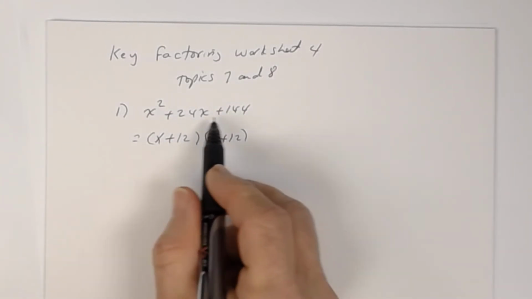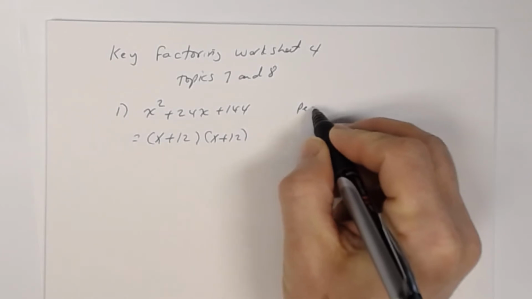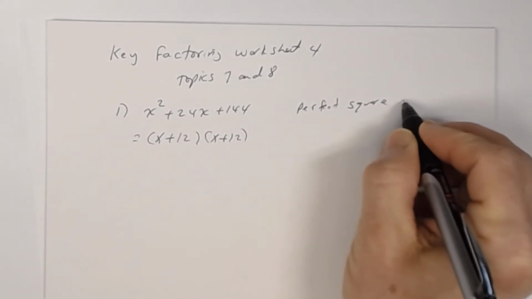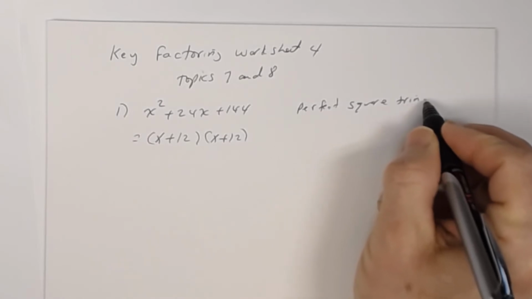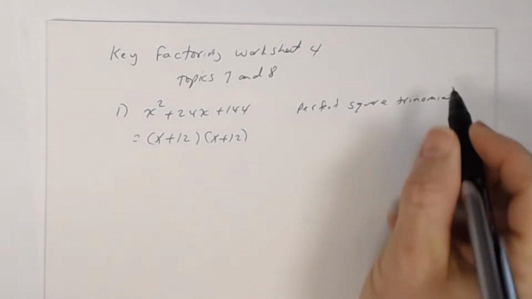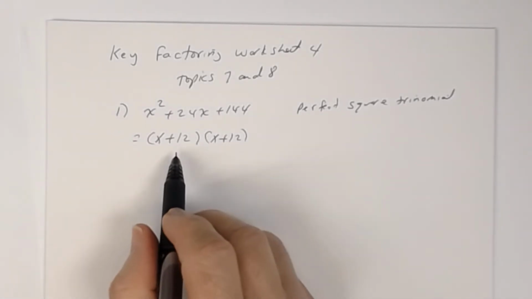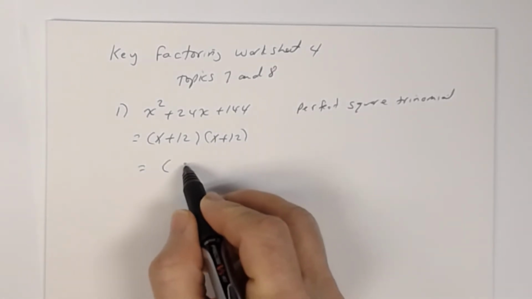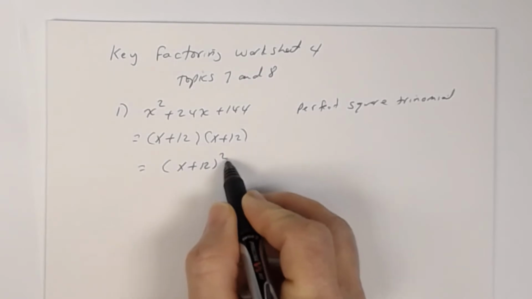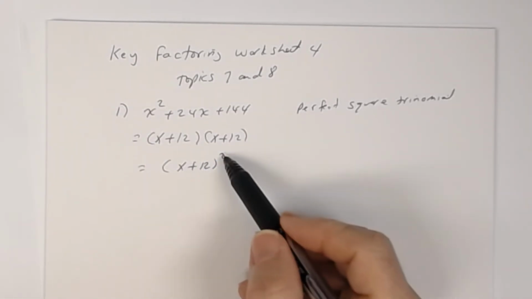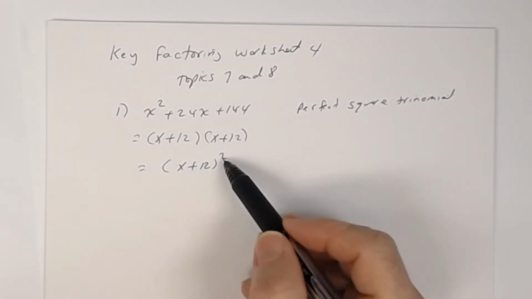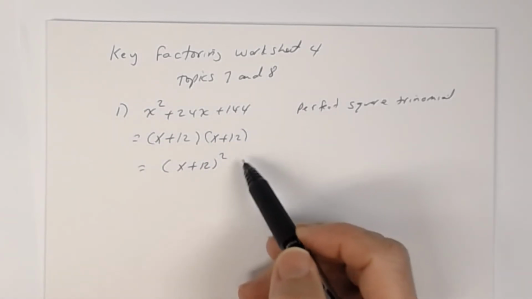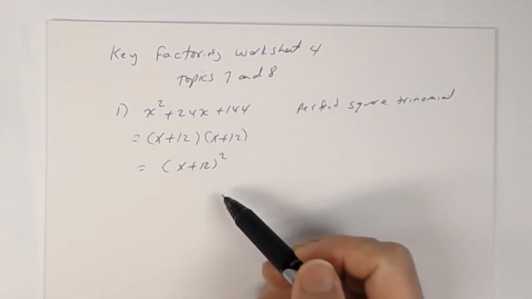this trinomial is a perfect square trinomial. A perfect square trinomial is a trinomial in which the factors are identical, so you can write it as a binomial squared. So when you multiply this out, you get this trinomial, and this is a perfect square trinomial because you can write it as this binomial squared.